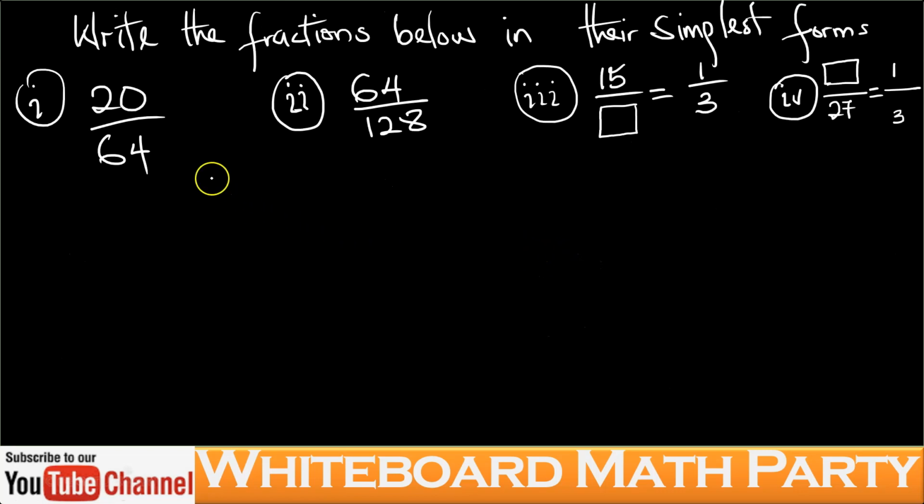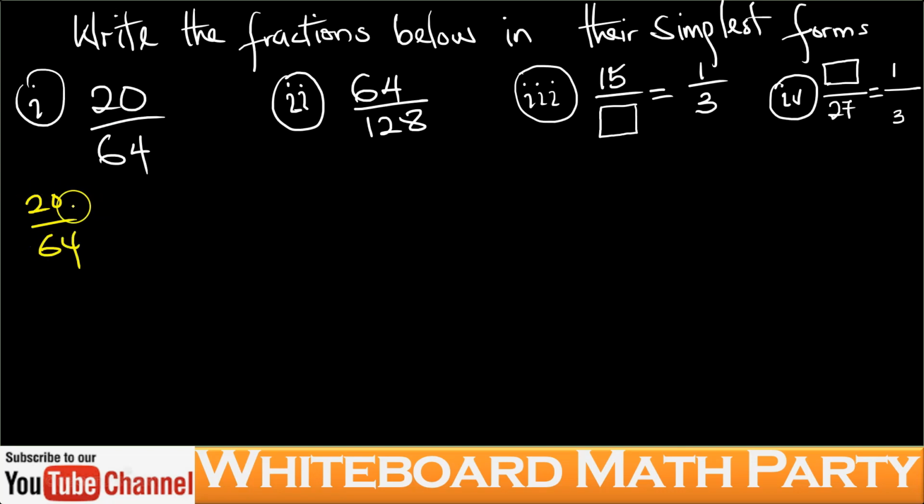Another part of the equivalent fraction is what we call writing fractions in their simplest forms. This is the first question, 20 over 64. Remember, equivalent fraction is all about multiplying or dividing both the numerator and denominator of a fraction by the same number. So to write them in their simplest forms, I need to keep on dividing by the same number until I cannot divide any further. Let me show you an example with this 20 over 64.